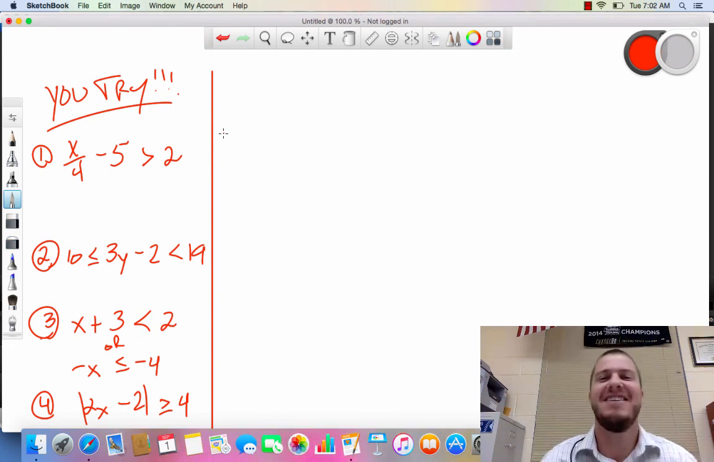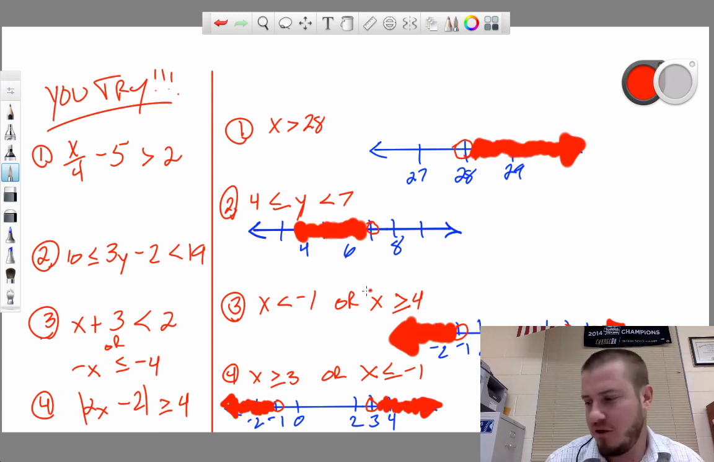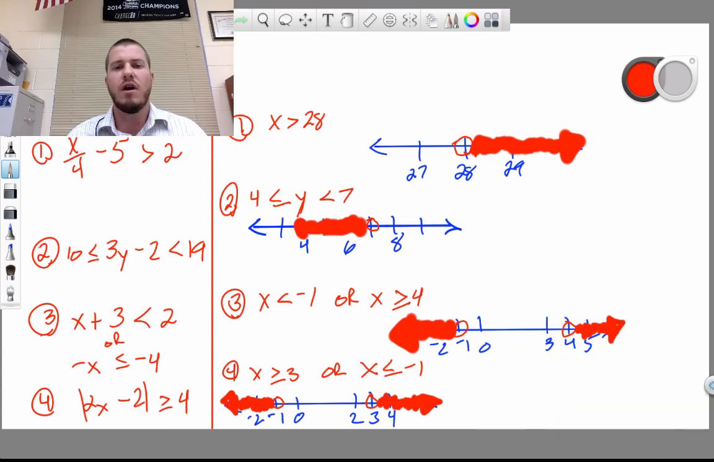Russell. All right. Well, here are the answers to the U-try. X is greater than 28. Y is greater than or equal to 4, less than or equal to 7. So that's an "and" problem. X is less than negative 1. X is greater than or equal to 4. And then the last one, X is greater than or equal to 3, or X is less than or equal to negative 1.